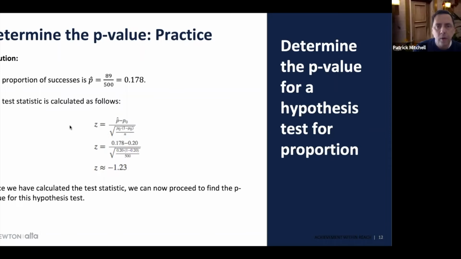All right, so that looks like this: 0.178 minus 0.2, and then divide by the square root of 0.2 times 1 minus 0.2, divided by 500. You should plug that formula into your calculator and make sure you get the same value. It should come out to about negative 1.23. Since we have calculated the test statistic, we can now proceed to find the p-value for this hypothesis test.